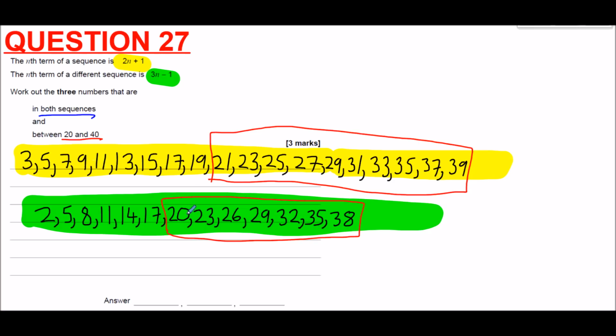So just scan your eyes. 20 and 21, they're not in each. 23 is. 25? No. 26? No. 29? Aha! 29's in each. And the other one that's in each is 35. And so the three numbers that are in each sequence are 23, 29, and 35.